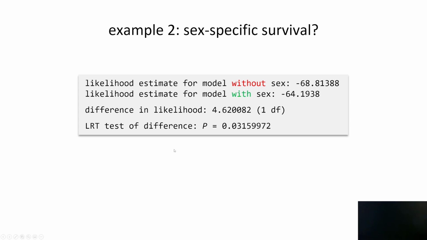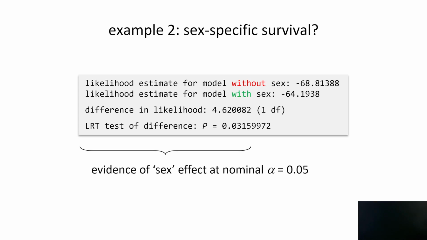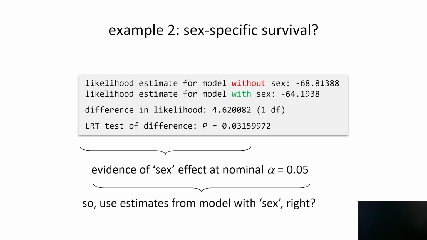So again, this is exactly what the R script was spitting out. In fact, I just cut and pasted it from the results. Okay. So there is some evidence of a sex effect at some nominal alpha equals 0.05 level, which is a pretty standard thing to use. So should we use the estimates from our model with sex?